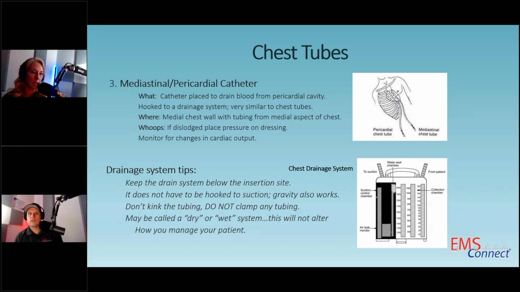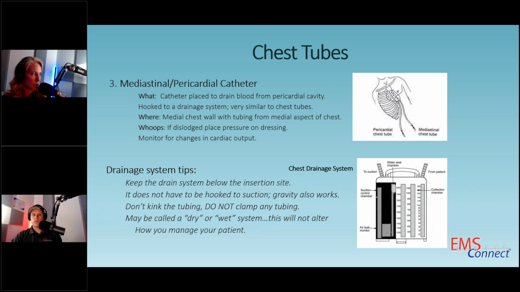And so don't be shocked one day if you see a tube sticking out of somebody in the middle of their chest. And if that gets dislodged, then there's a potential for bleeding, and the potential that if there was a concern of blood building up around that cardiac cavity, that it might still build up and cause a tamponade. But since you have an open drainage port now, just keep pressure on it and notify the receiving doctor what has occurred. But yeah, monitor for cardiac output is going to be the big one with that.